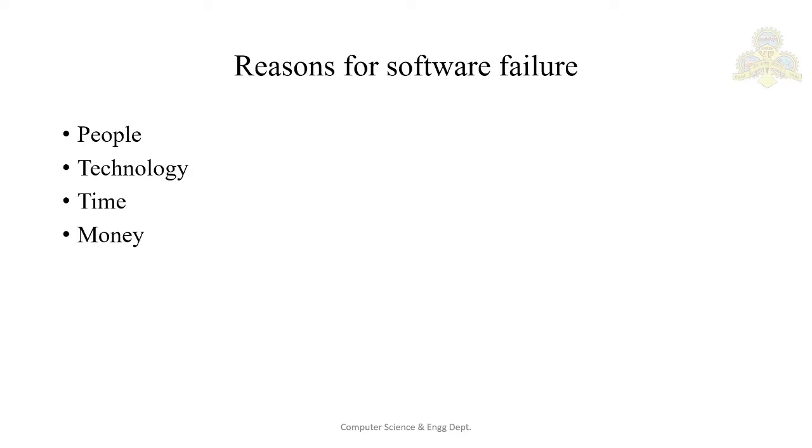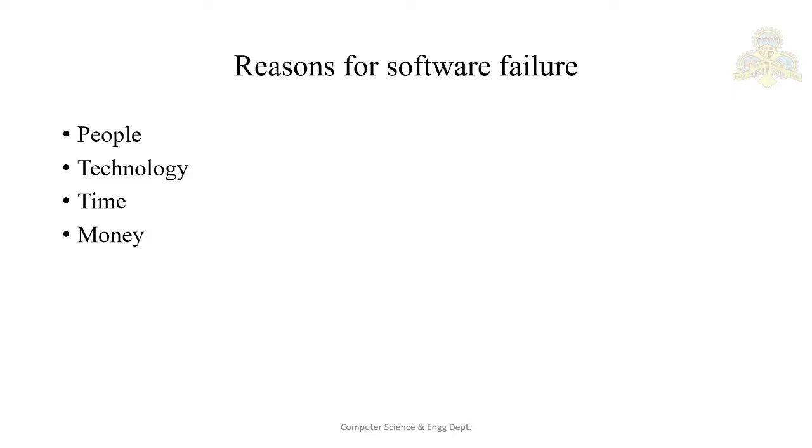the project ends up as a big failure. So, if we start listing the reasons for the failures of the projects, we will end up with hundreds of reasons why the project has failed, right? So, the main or important software failure reasons are four: people, technology, time and money. Okay, now we will see how these four things are related to software failure.